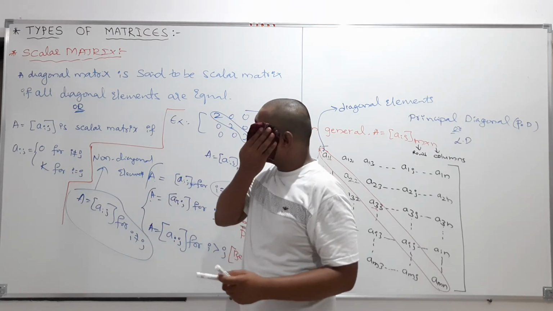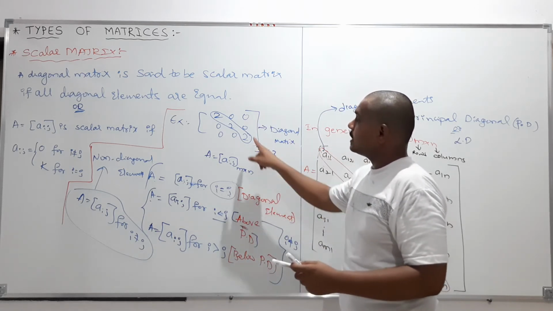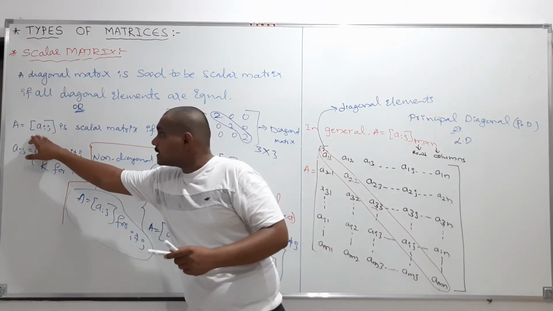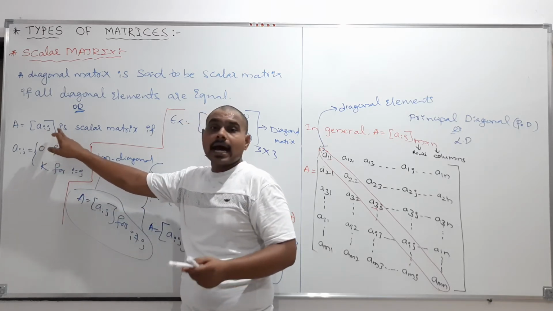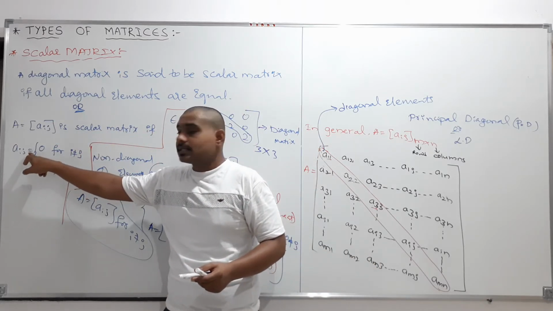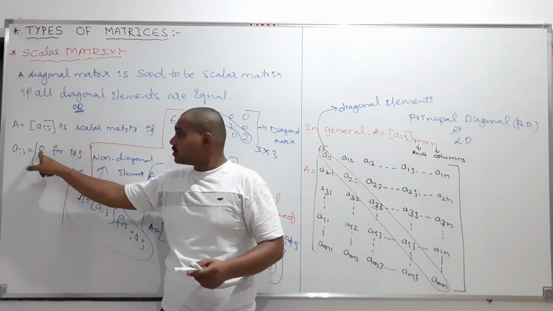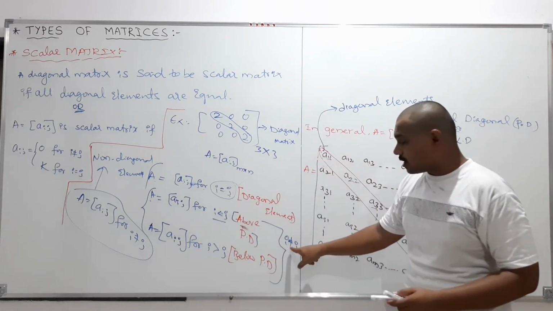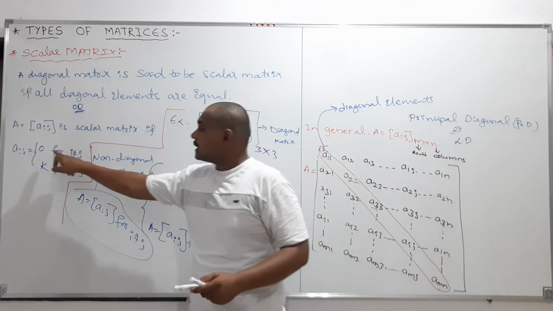So what is a scalar matrix? A diagonal matrix is said to be a scalar matrix if all diagonal elements are equal. This is the one definition. Or else you can say that A equals Aij is a square matrix. A is a scalar matrix if Aij equals 0 for i not equal to j. As I told you, i not equal to j means non-diagonal elements. The non-diagonal elements must be 0.